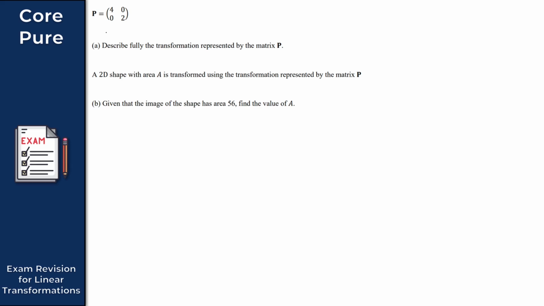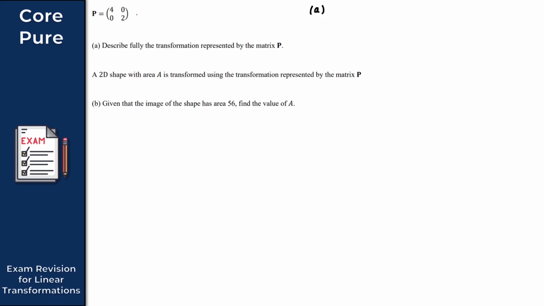Now, all things considered, I do think that question 1 here is a pretty straightforward question, and hopefully for many of you watching this video, you'll share that opinion. But anyway, let's just work through it together, and hopefully you do arrive at the same solutions, right? So what I've got here is this 2x2 matrix P. So the matrix P is 4, 0, 0, 2. Now for the first part of this question, then part A, all we want to do here is just describe fully the transformation represented by this matrix here, the matrix P, right? So let's just start part A then at the very top here.